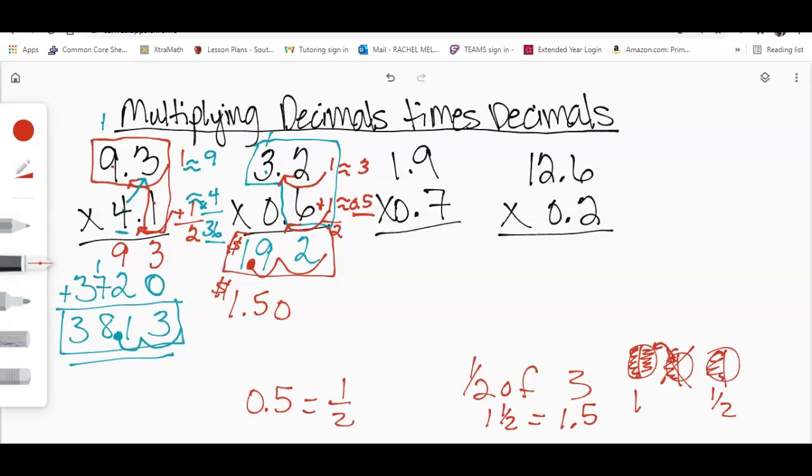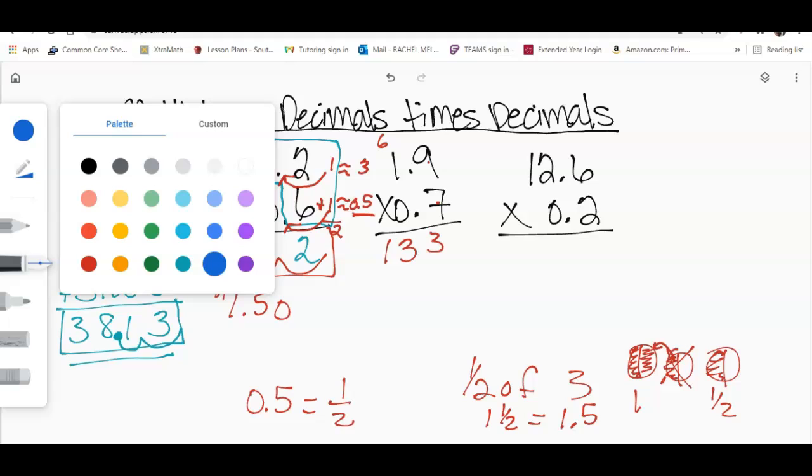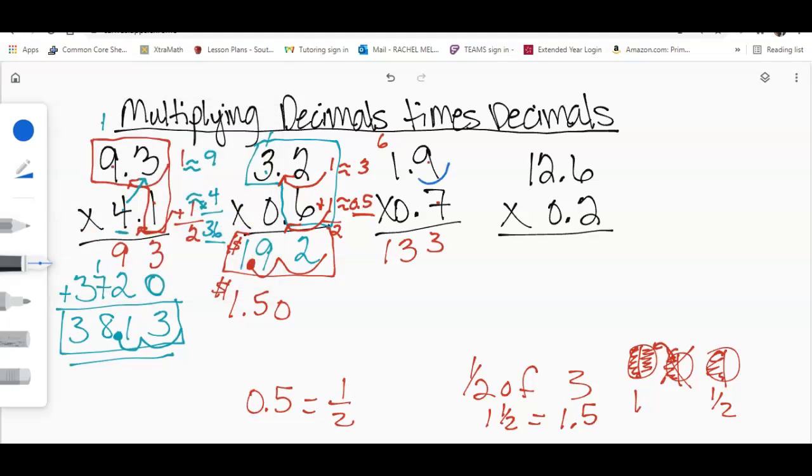Absolutely. Okay, so over here, we're doing like 19 times 7. 7 times 9 is 63. 7 times 1 is 7 plus 6 is 13. So now I just need to find my decimal where it goes. So this goes over 1. This goes over 1. 1 plus 1 is 2. So I start on the right. 1, 2. And I have $1.33 if I'm thinking money.